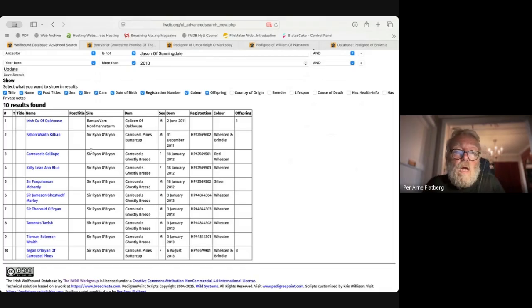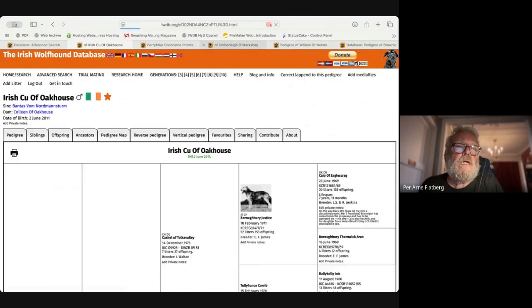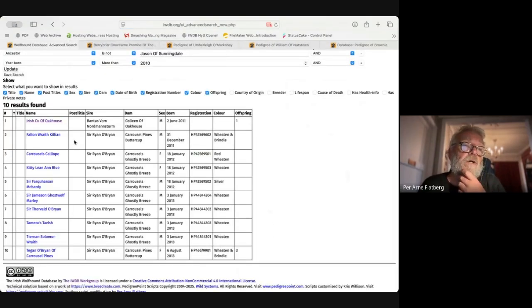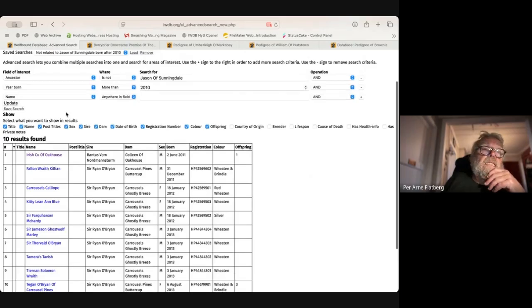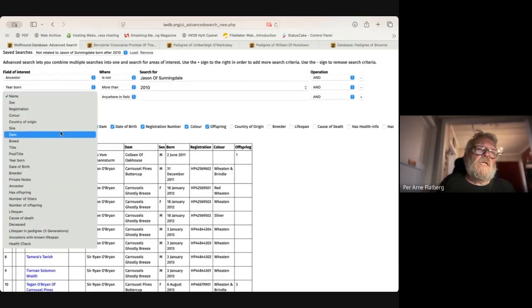They're all, no, 9 of them are from the US, the 9 last ones. I think this one is actually Irish. We'll have a look. Yeah, it's an Irish dog. So those are the last 10 dogs that are unrelated to Jason of Sunningdale. If you wanted to breed some of those, or breed without using Jason of Sunningdale, those would be your dogs of choice.